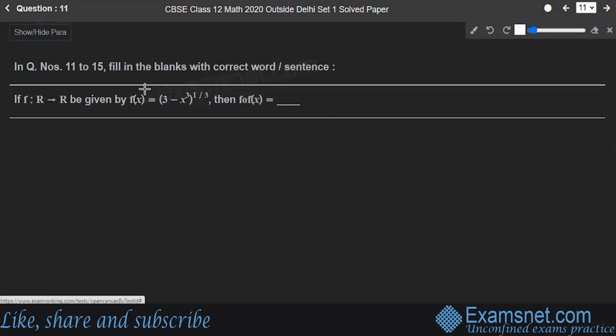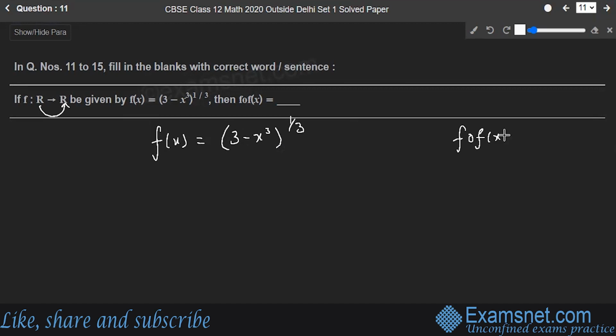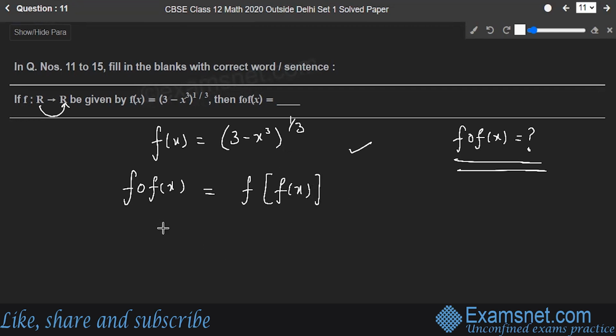So the question is, if f is a function from real to real numbers given by f(x) is equal to (3 minus x cube) whole raised to power 1 by 3, then what is the value of f of f(x)? This is what you need to find out. Okay, we are given f(x) is equal to this. Now, what will be the f of f(x)? This will be f of f(x). That means this is 3 minus f(x) raised to power 3, right? Whole raised to power 1 by 3, correct?